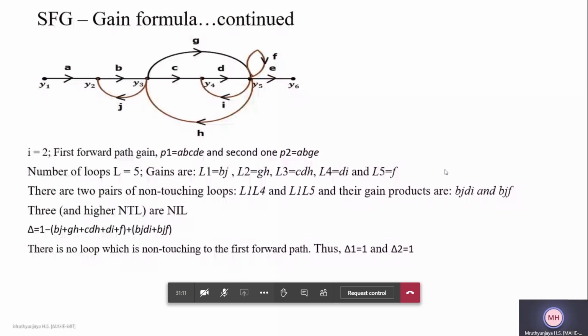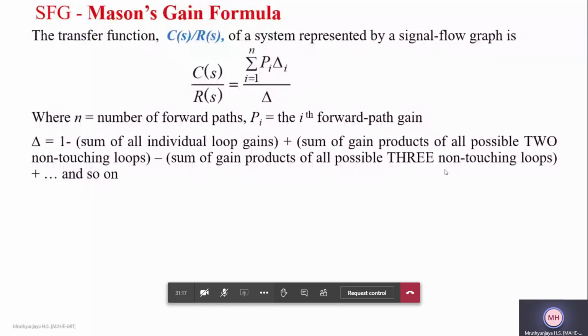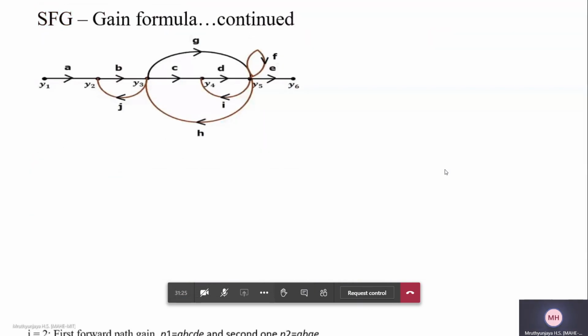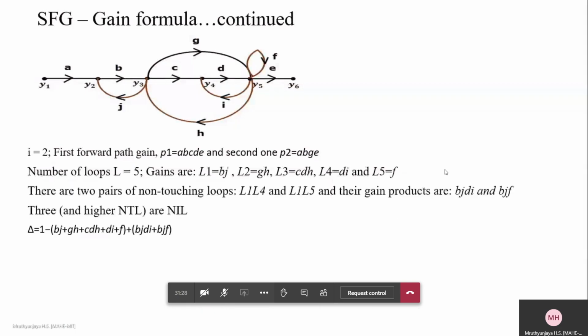Delta is 1 minus the sum of all individual loop gains, plus the sum of gain products of all possible 2 non-touching loops, minus 3 non-touching loops, and so on. So remember this. Delta equals 1 minus the sum of individual loop gains. Which are the loop gains? I wrote here L1, L2, L3, L4, L5. So delta equals 1 minus (L1 plus L2 plus L3 plus L4 plus L5), then the non-touching loops L1 L4, L1 L5.